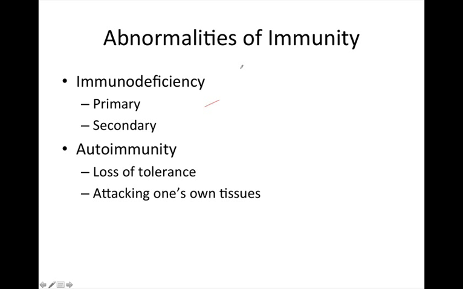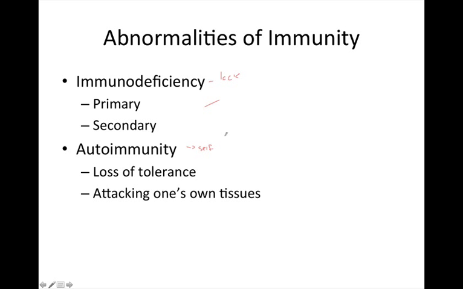Now, there's really two directions we can go here. When it comes to problems with the immune system, there's either a lack of an immune system or there's too much of an immune system. And that's what immunodeficiency means. Immunodeficiency is a lack of a response. And then autoimmunity essentially is excessive immunity, and this is more specific than that. It's an immune response to self-antigens, all right?